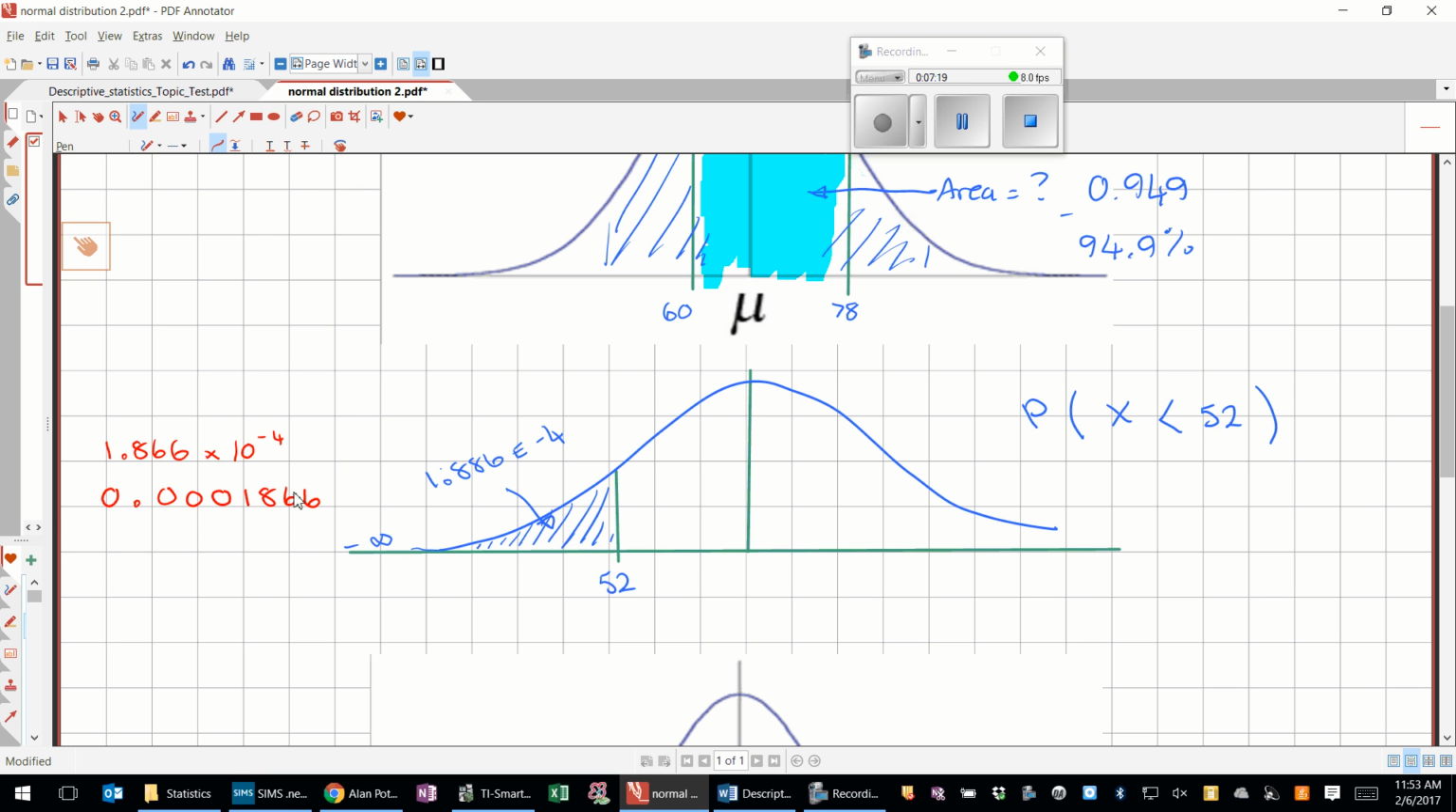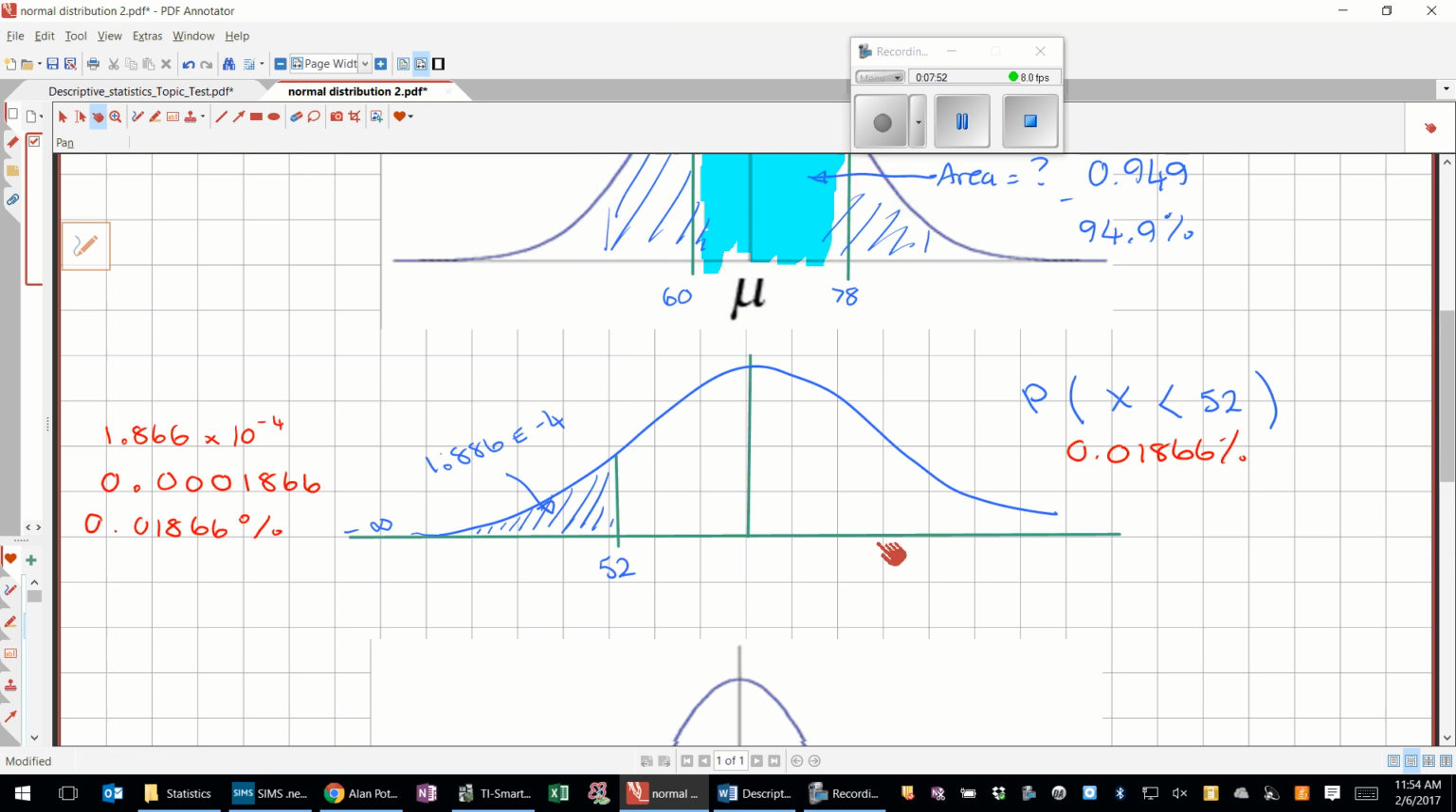What's that as a percentage? 0.01866%. So that would be the probability here. 0.01866% would be the probability of it being less. Okay. All right. Any questions on that? No? Okay. Next one then.